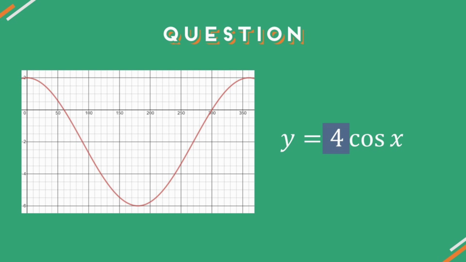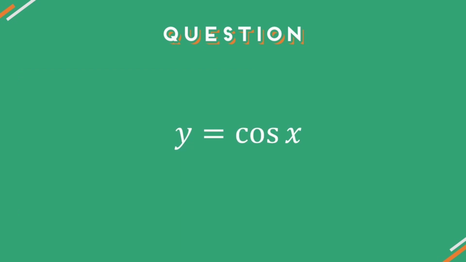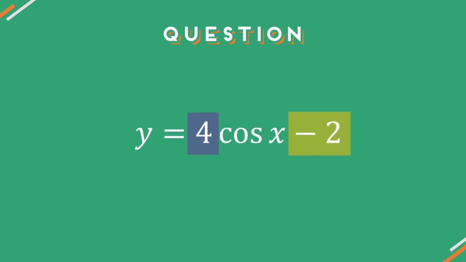Right now we need to combine them. First, you have a cosine function, then it's multiplied by 4, and then it is subtracted by 2 also. And here is your final answer.